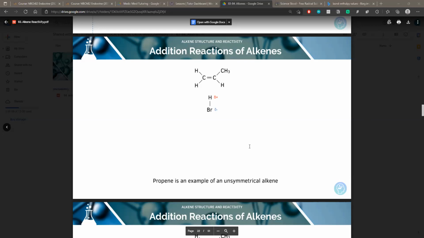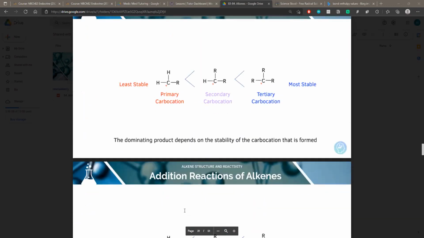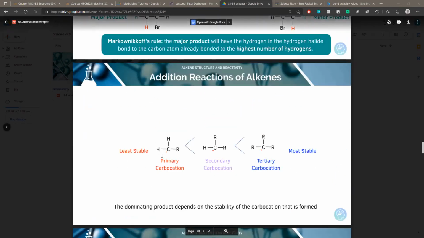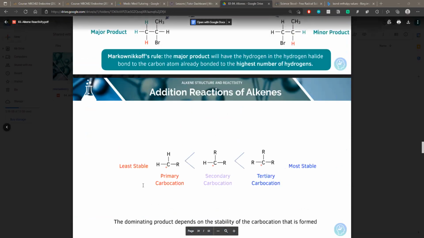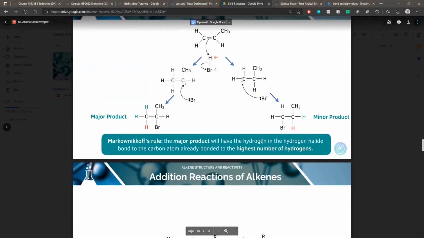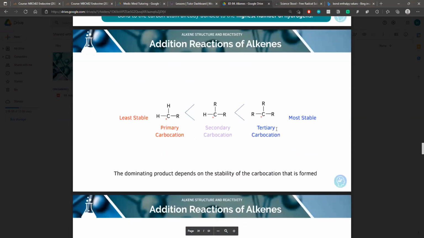Okay, we've got on to slightly different questions here, but this is the same principle. The last thing I want to talk about, I don't think we'll get onto addition reactions. A primary carbocation is less stable than a secondary carbocation, which is less stable than a tertiary carbocation. And that's Markovnikov's rule: the major product will have the hydrogen from the hydrogen halide bond go to the carbon atom already bonded to the highest number of hydrogens. So basically, hydrogen will always go to the tertiary before the secondary, before the primary. Does that make sense?